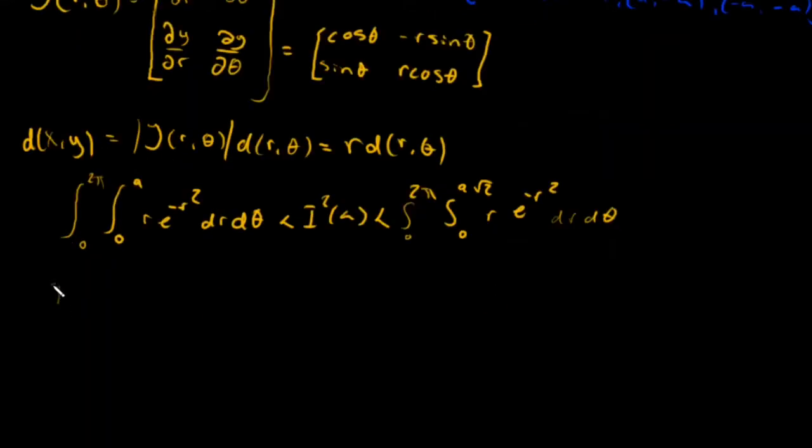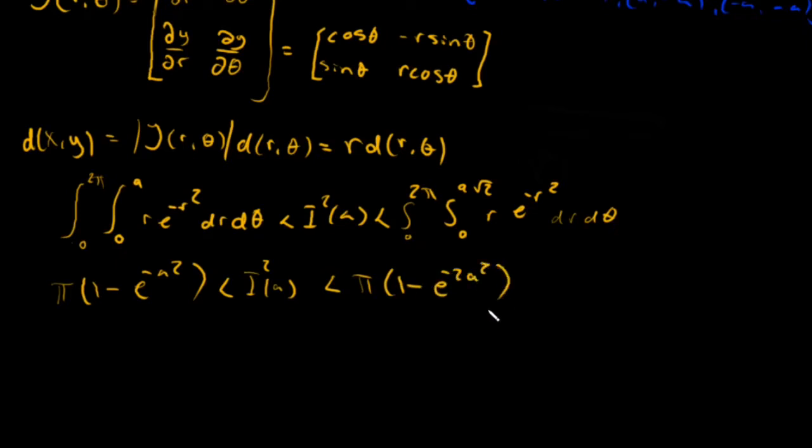And by integrating, we get pi times the parentheses 1 minus e to the negative a squared is less than I squared of a, is less than pi times parentheses 1 minus e to the negative 2a squared. And then, applying the squeeze theorem, this gives the Gaussian integral, namely the integral from negative infinity to infinity of e to the negative x squared dx equals the square root of pi.